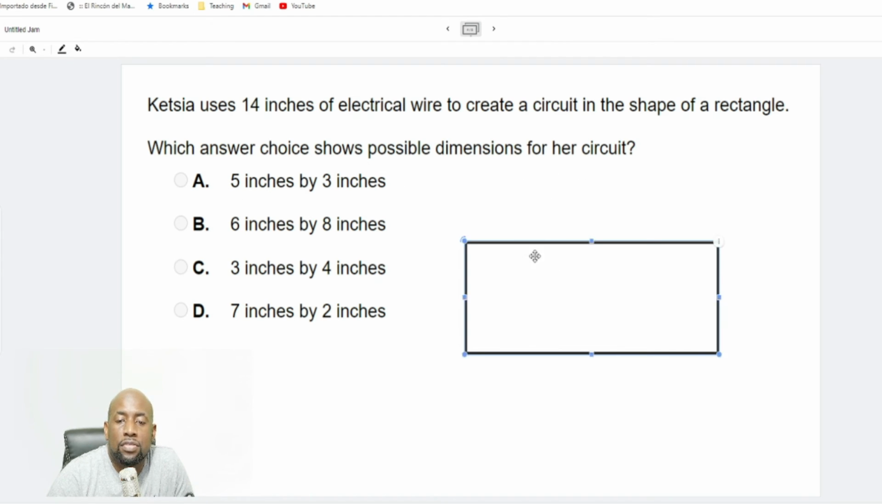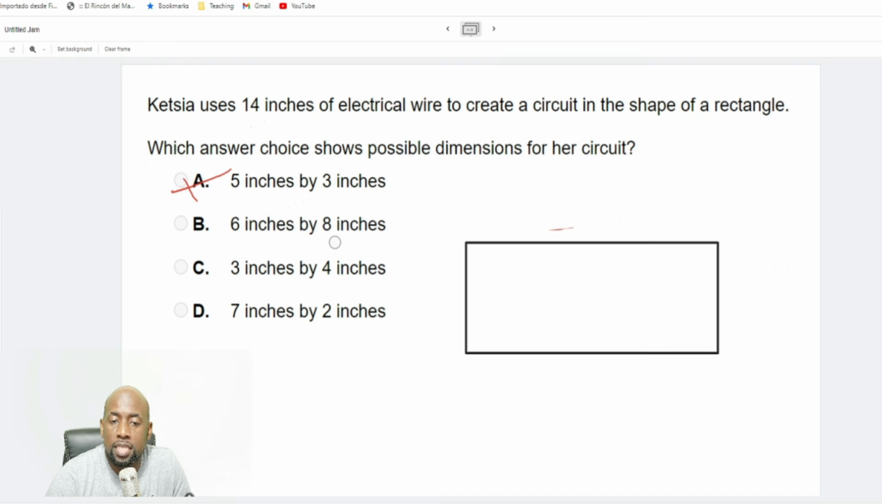Okay, 5 and 3. Let's say 5 inches. So here we have to draw a triangle. So trying 5 and 3. If we have 5 and 3 is equal to 8, and we have 3 here, and 5. 5 plus 5 is 10, 13, 16. So 5 and 3 is not the correct answer, because when we add them all together, the answer is not 20, is not 14. So it says 14.